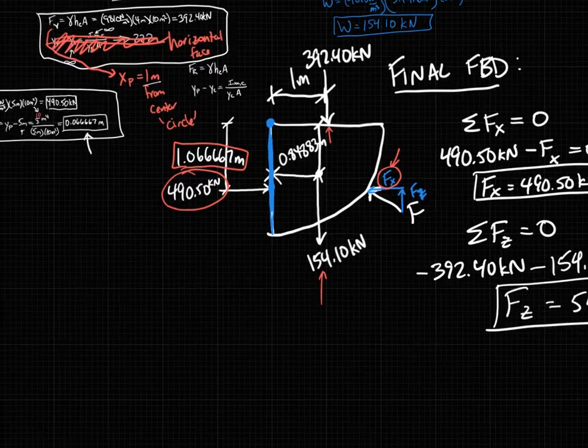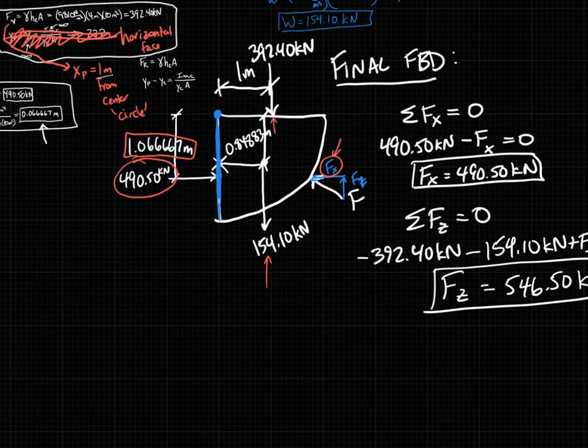So what we're going to do is figure out where this force is acting. From point B, it's going down 1.06667 meters, and we want to figure out how far over it's acting. Let's solve that by summing moments around somewhere on this line right here. So I'm going to do the sum of the moments around point B equals 0.